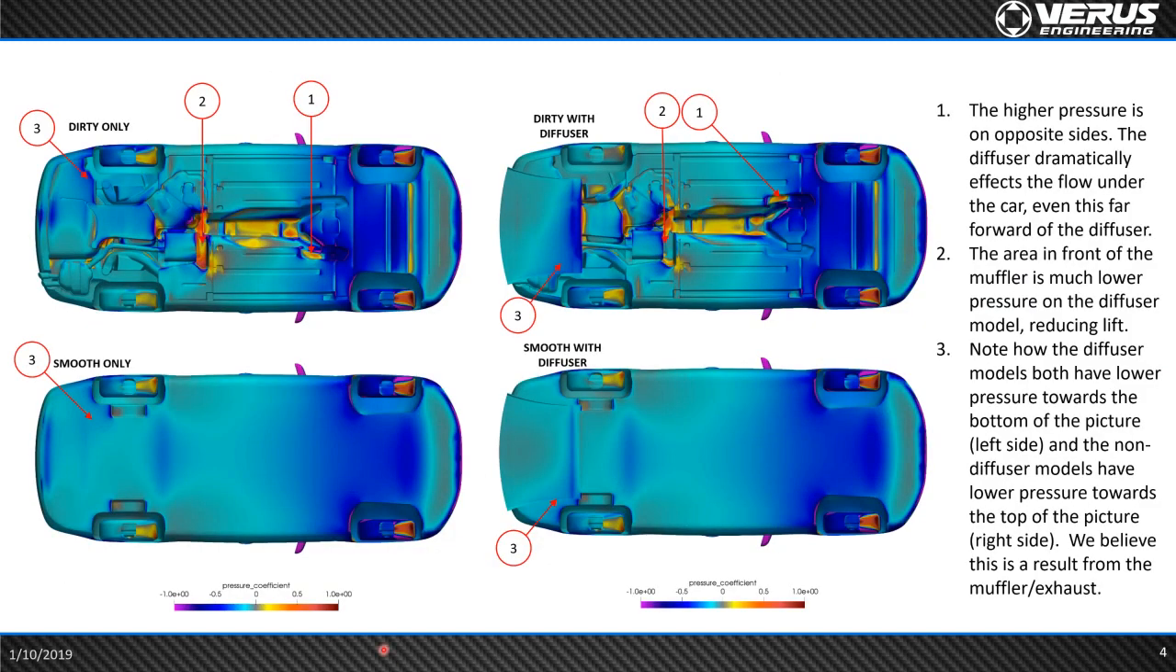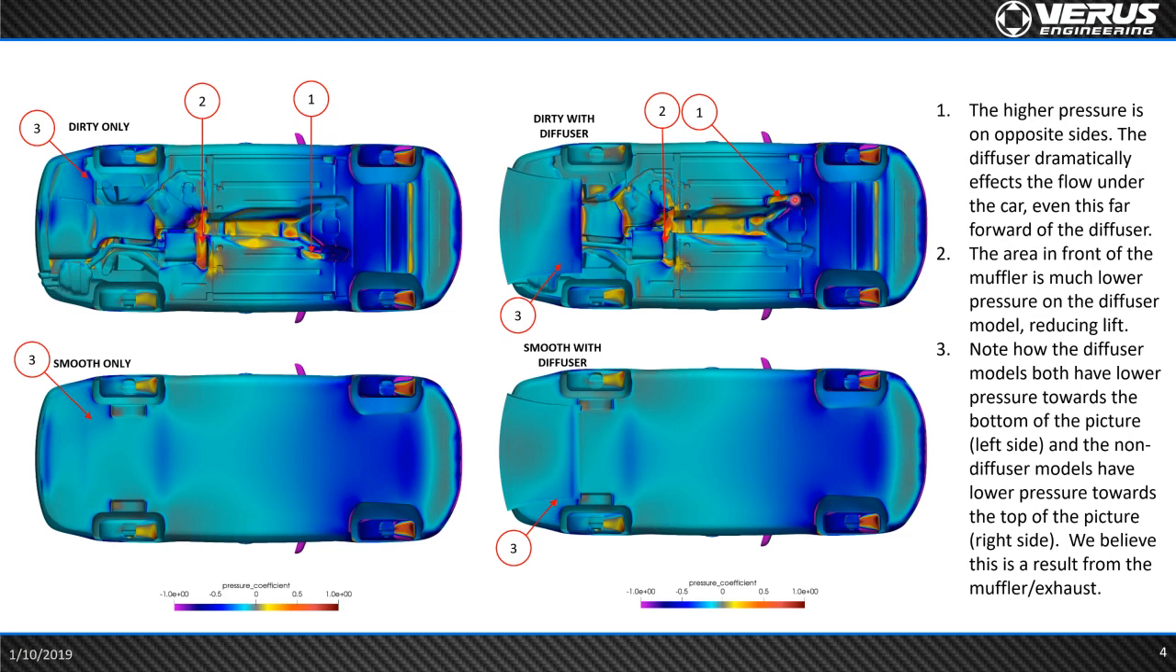So this is after the analysis was done. This is where you can see a lot of differences. Obviously we're looking at the underbody of the car. Smooth only is right here. This is where the underbody is completely smooth. You can see the coloring is based on pressure coefficient. This is with the diffuser. And then the dirty ones are the more interesting ones. So you can see the dirty only and the diffuser.